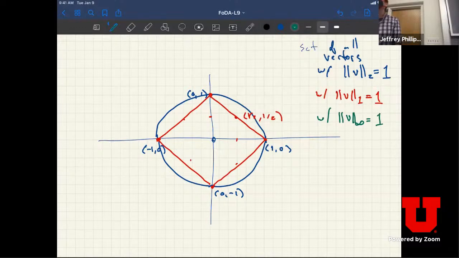The L infinity norm equal to 1. Okay, again, I'll give you a hint. These 4 points all satisfy this because the maximum of any one of the coordinates is 1. What other points are going to be on this L infinity circle?